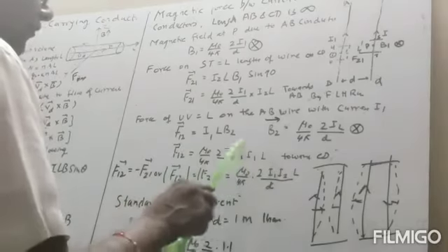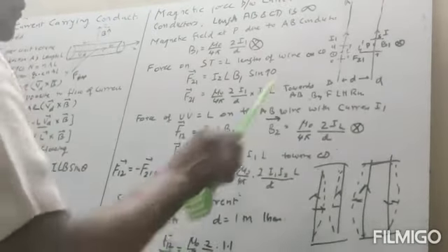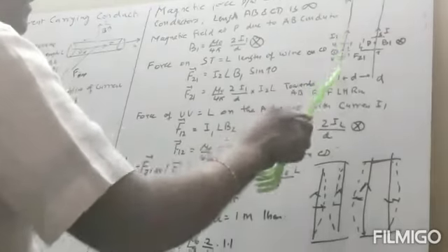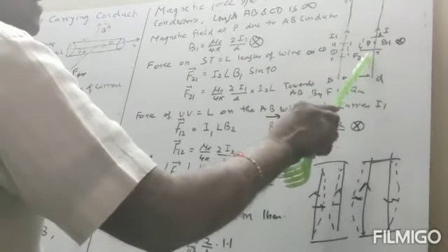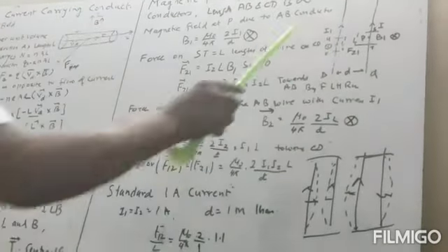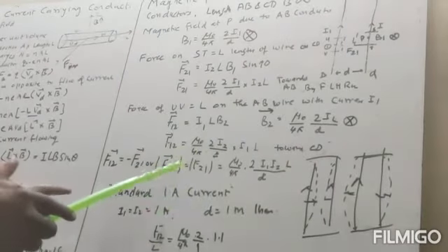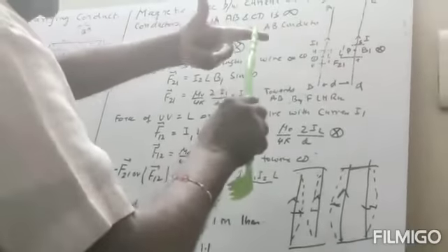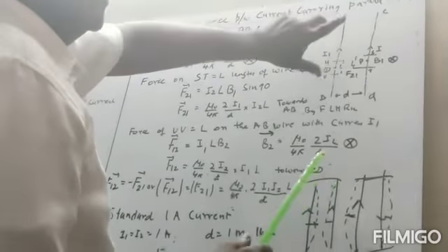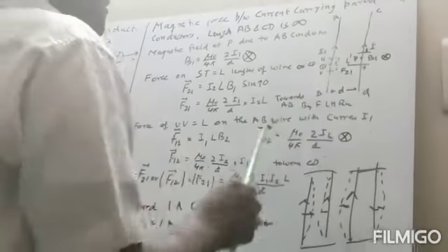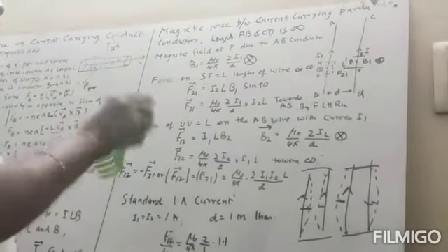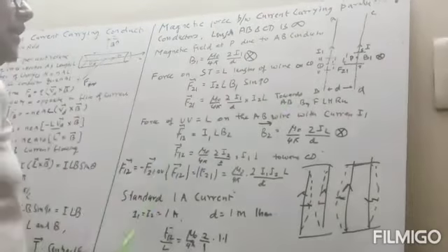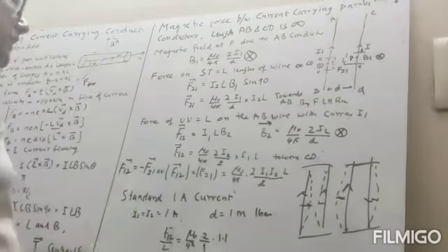So F12 will be in this direction, towards CD. We apply Fleming's left hand rule. This is the direction of field and this is the direction of current, so the force will be in this direction. So the force on wire AB will be towards CD.